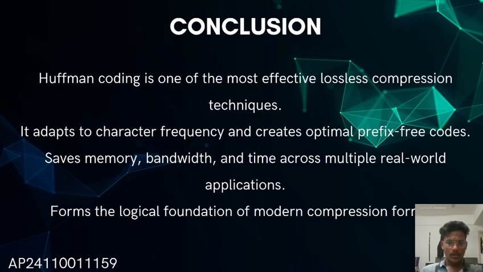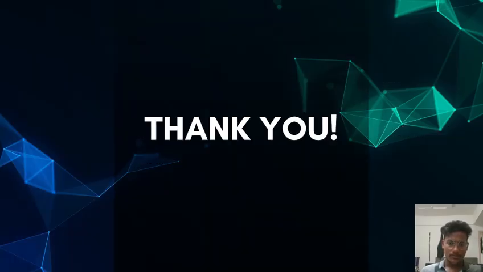Conclusion. Huffman coding is one of the best lossless compression techniques. It compresses the data without losing any information. Huffman code helps reduce memory use, file size, bandwidth, and data transfer time. Because of this efficiency, it is widely used in GIF compression, JPEG images, MP3 files, and many modern file formats. Thank you.